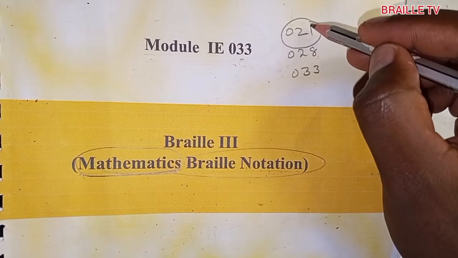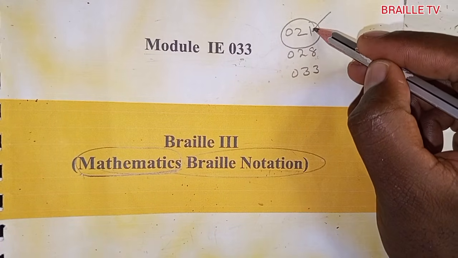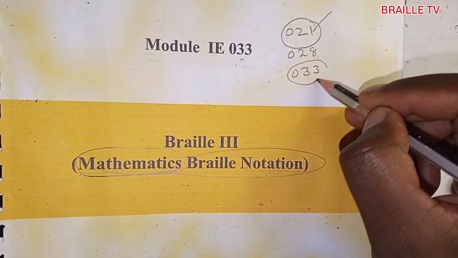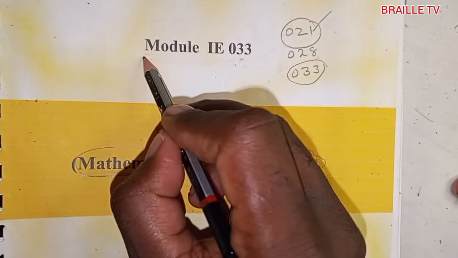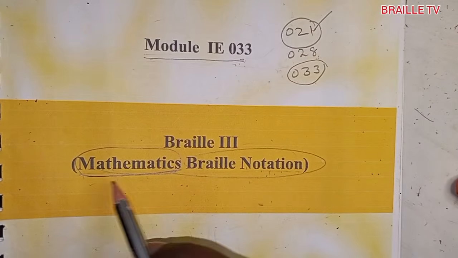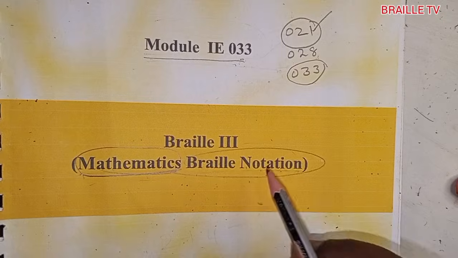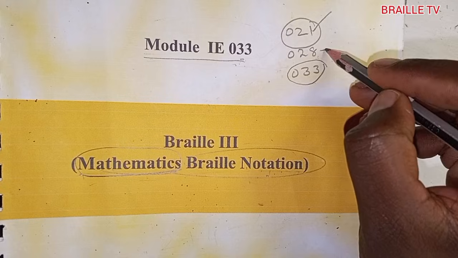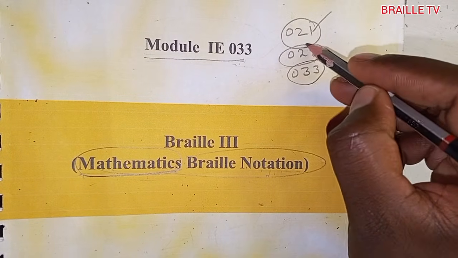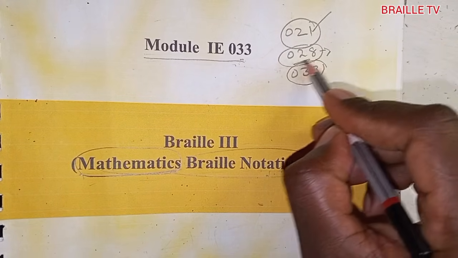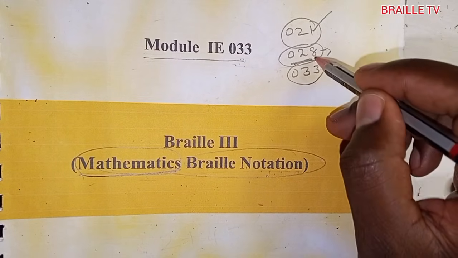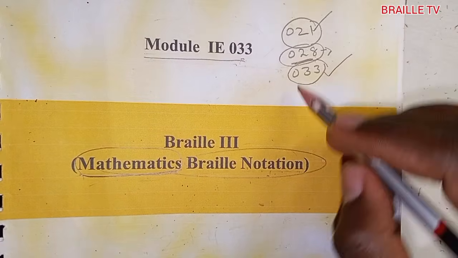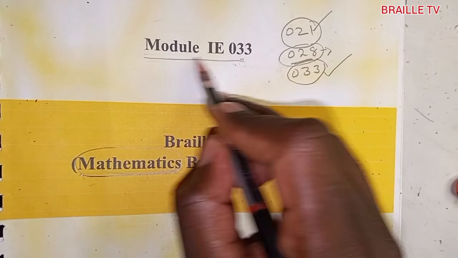After we are done with this module IE 021, the next module we are going to look at is module IE 033, called the Mathematics Braille Notation. After we are done with this module, we will go to the Advanced English Braille, module IE 028. We will do this later, after we are done with Mathematics Braille Notation.